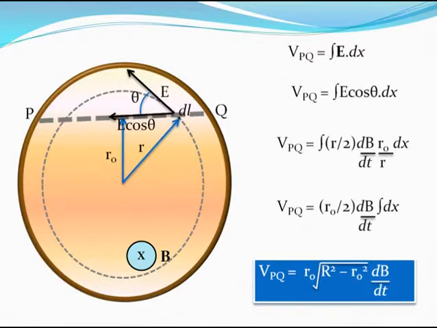So this is again an expression you have to remember for competitive examinations. If you have a long wire, which is also thick, and if there's a magnetic field acting inwards into the wire, in that case, the net potential difference between any 2 points on the circumference of the wire is r naught square root of r square minus r naught square into dB by dt. R naught is the distance of the chord PQ from the center of the wire.